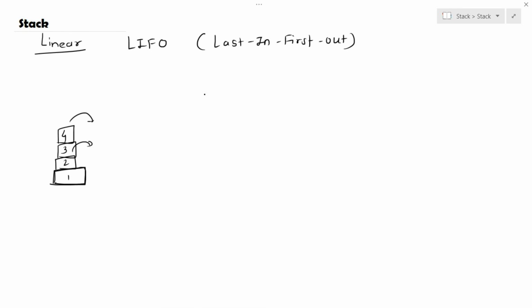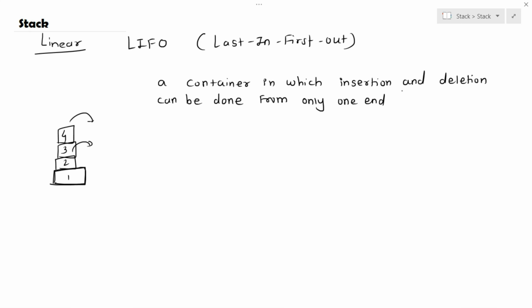Let's see the actual definition of stack. It is defined as a container in which insertion and deletion can be done from only one end, known as the top of the stack. So this is the actual definition of stack. So stack has only one pointer, that is called top, and insertion and deletion can be performed from the same end, that is called the top of the stack.